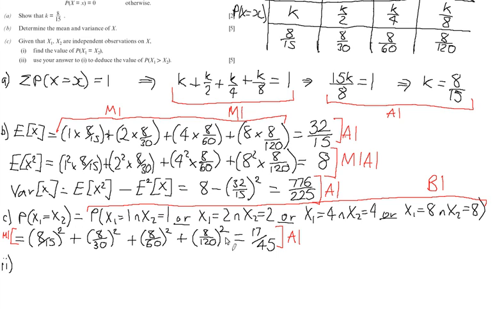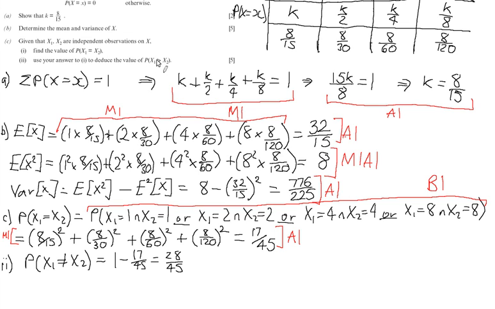Now what I know is, if I know the answer, the probability that they are equal is 17/45, we know that the probability that x1 is not equal to x2 is 1 minus 17/45. So that is equal to 28/45. Now this might not seem particularly useful initially, but when we consider what the possible things are, we can either have the two outcomes being equal to each other, we can have x1 greater than x2, or we can have x2 greater than x1.